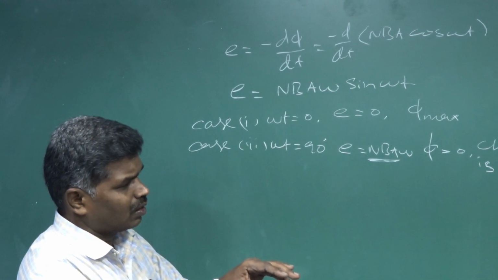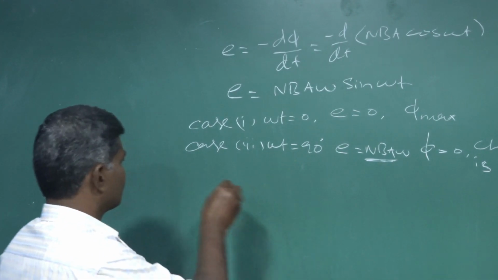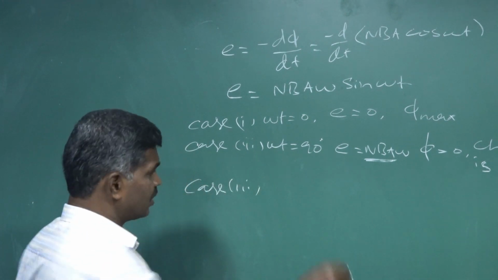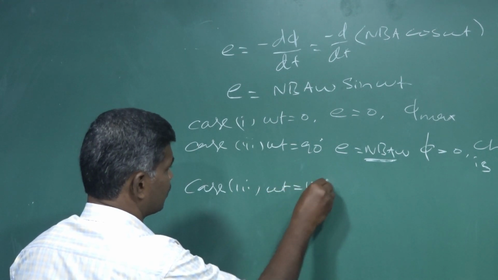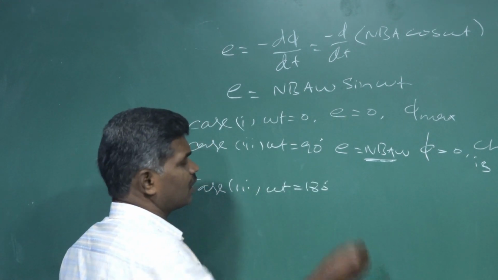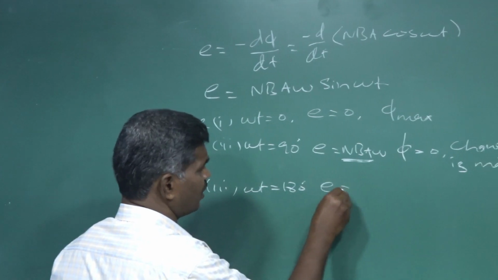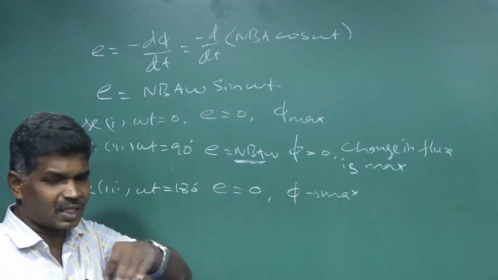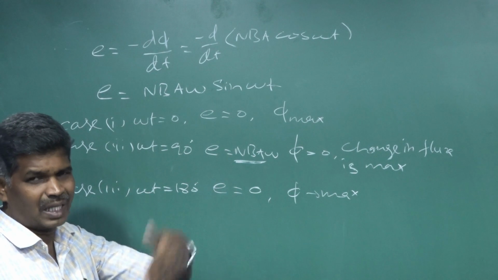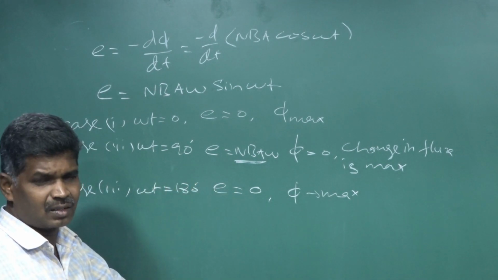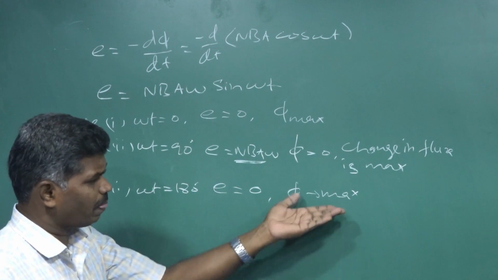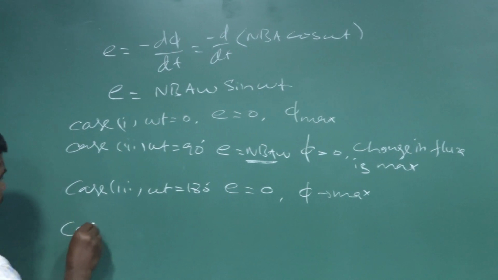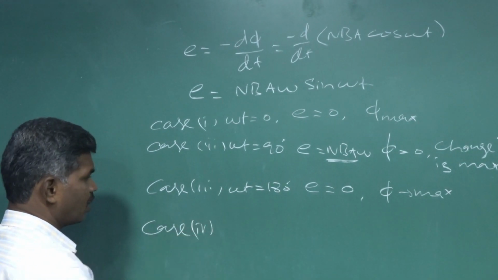After that, from 90 to 180 we are going. That's why we take case 3. The angular rotation can be taken as ωt equal to 180 degrees. Then sin 180 is 0, so E is 0. Flux linked may be maximum. As compared to the origin, the flux linked has the same maximum value, so there is no change in flux. EMF induced is 0. Then case 3 is completed.